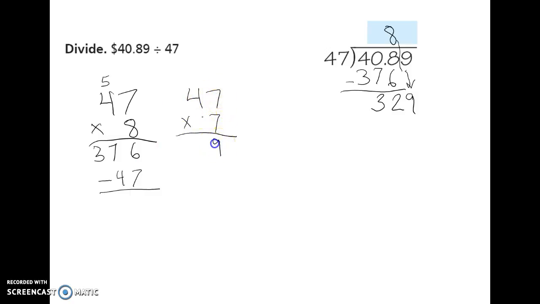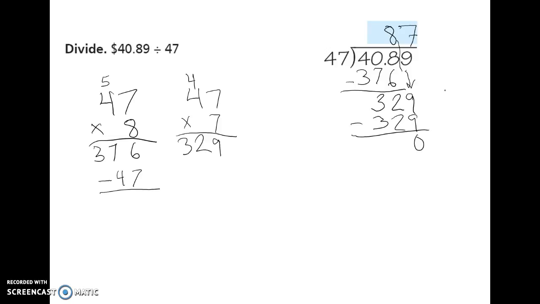7 times 7 I know is 49. 7 times 4 is 28, plus 4 is 32. 329, oh my goodness, it's perfect! All right, so 7 times 47 is 329. Remember, first you divide, then multiply. 47 times 7 is 329. Then you subtract. Then bring it down. Oh, but there's nothing left to bring down. I'm done. Oh my goodness.